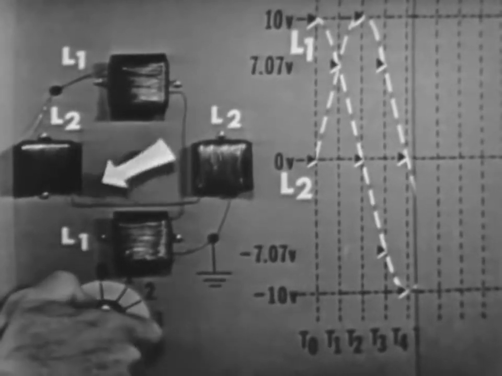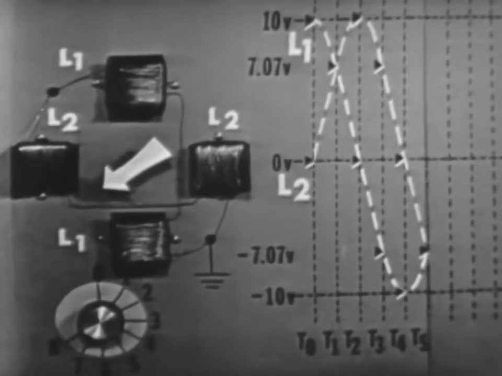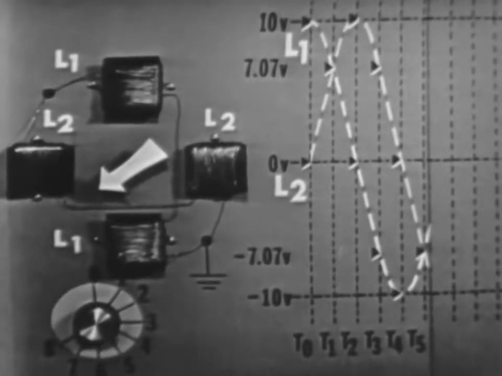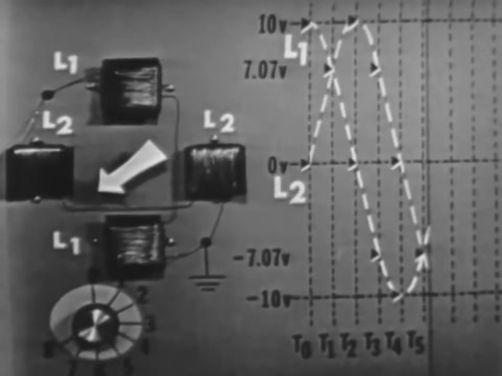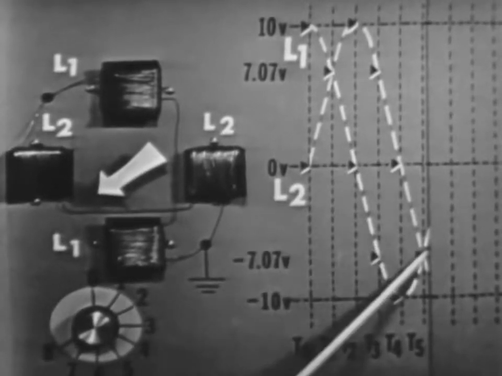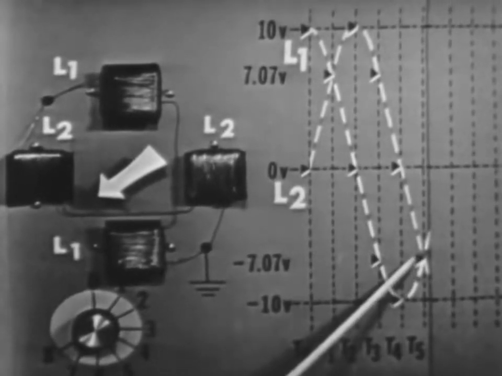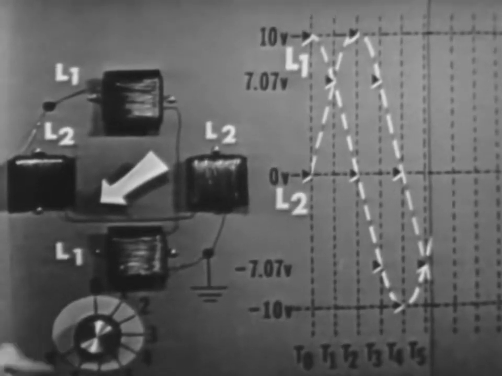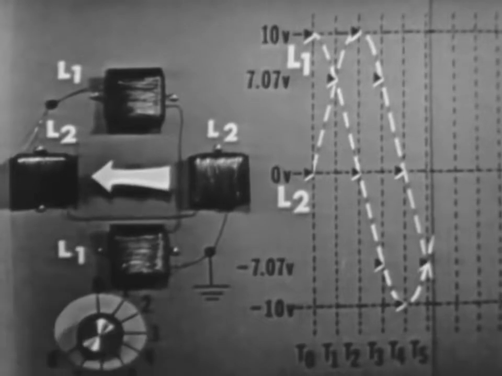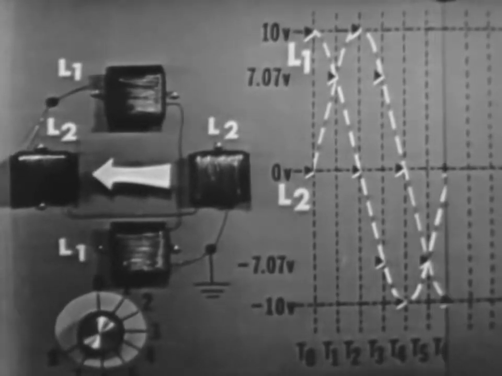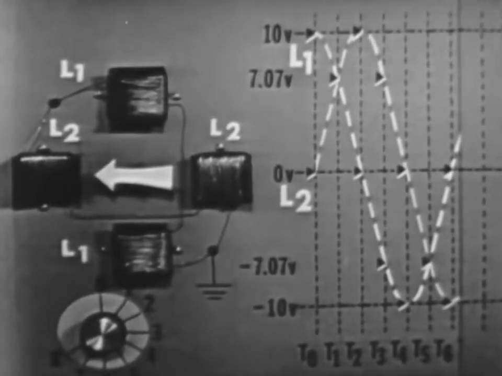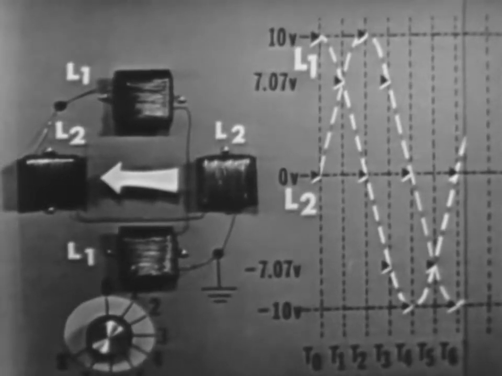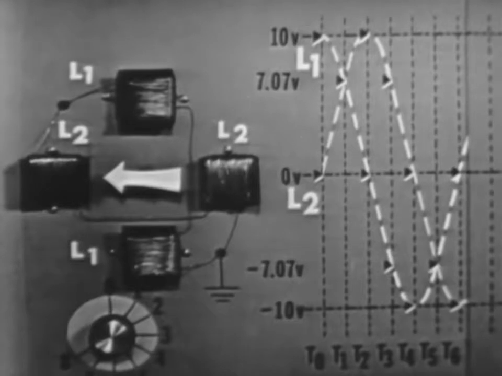Okay, Bob, switch it to time 5. Now, once again, the pointer shows that both coils are energized. Now, notice that we also have reversed the polarity of voltage applied to L2. Now, both coils are at a negative 7.07 volts. At time 6, only L2 has max negative applied. Now, L2's field has reversed as indicated by the pointer. L1 at this time has 0 volts applied.